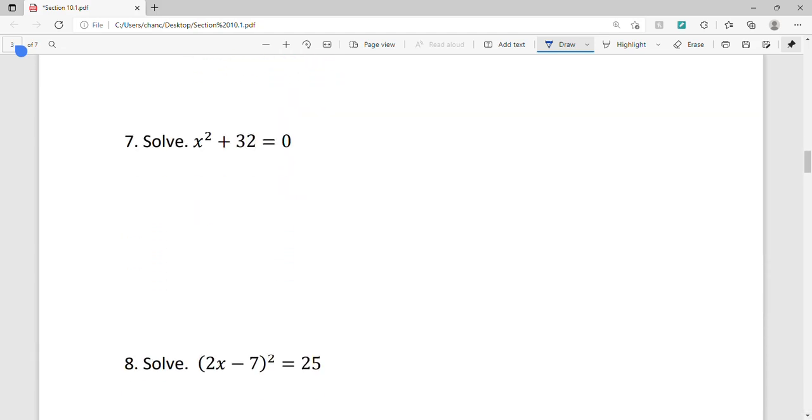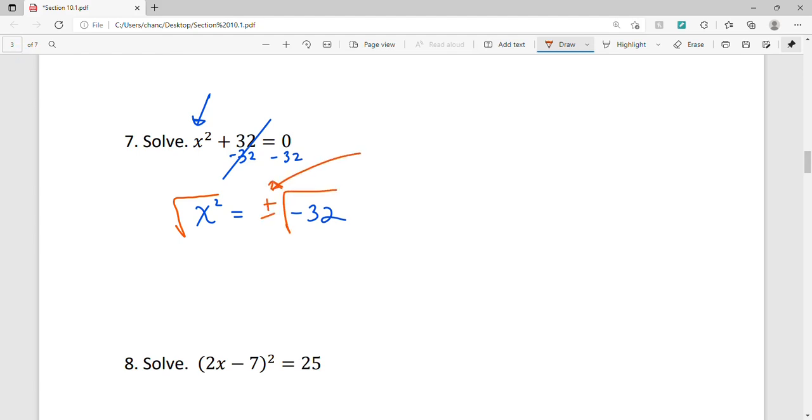In example 7, we'll isolate that squared term, get that by itself. So let's subtract 32 to both sides. We have x squared equals -32. And now we can take the square root of both sides. Don't forget that plus or minus in front of that constant term.